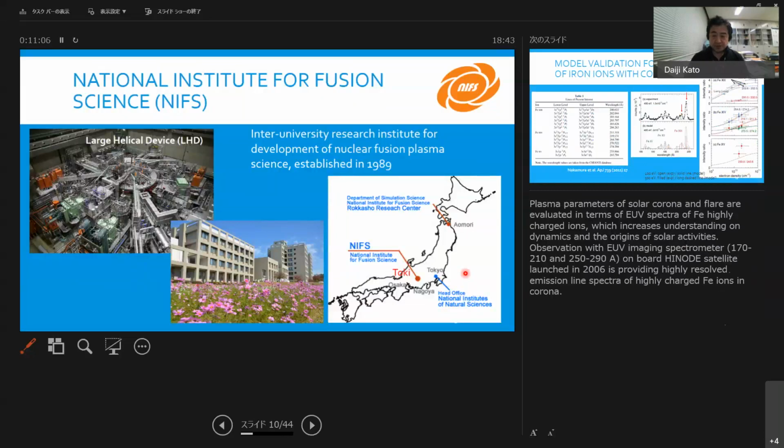Okay, so let's move on to the first topic. The plasma parameters of solar corona and flare are evaluated in terms of EUV spectra of iron highly charged ions, which increases understanding of the dynamics and the origin of solar activities. Observation with the EUV imaging spectrometer on board the Hinode satellite, which was launched in 2006, is providing highly resolved emission line spectra of highly charged iron ions in the corona.